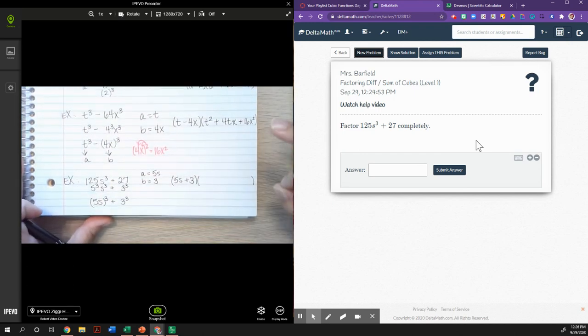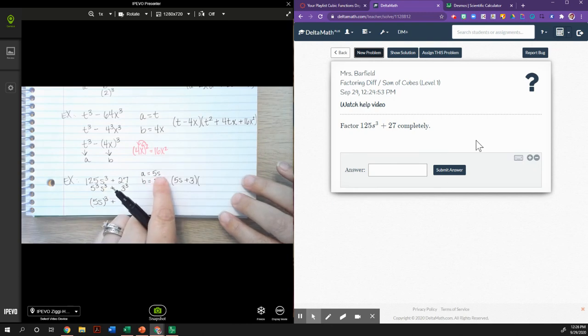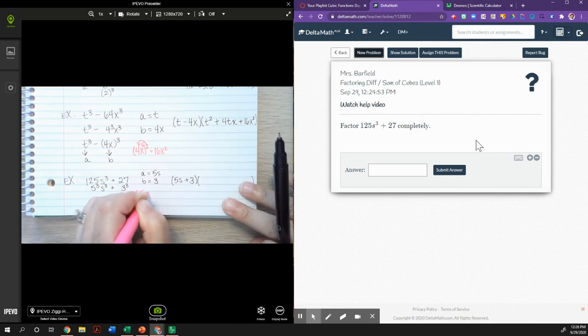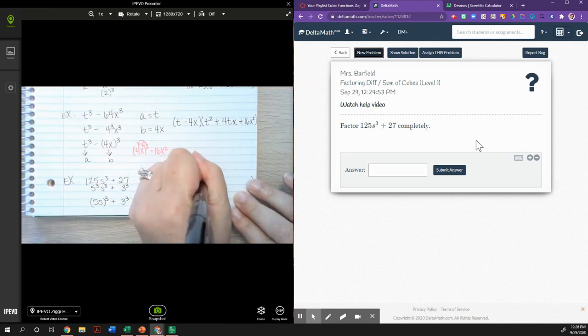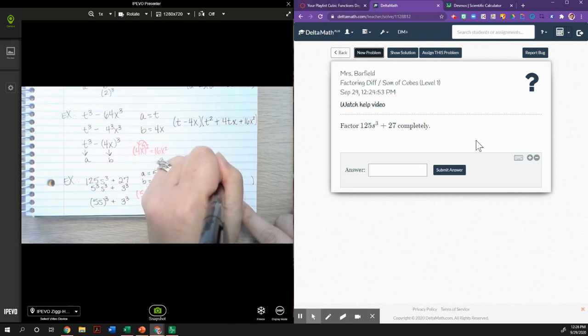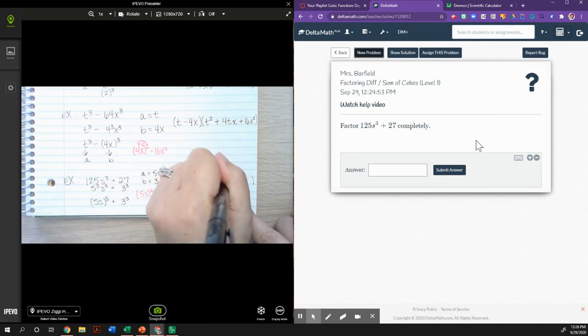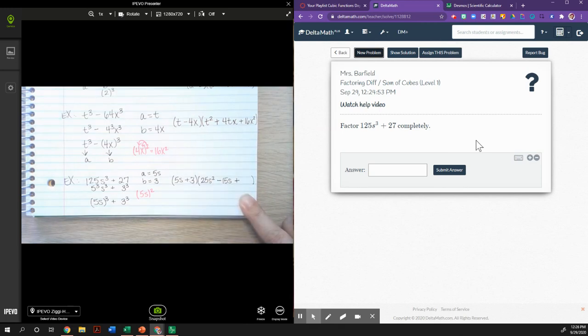Now I take A and I square it. So I take 5s and I square it. Remember, that means I have to square the 5 and the s. So 25s squared. Then the formula says minus. Multiply these together. So 5s times 3, 15s. Plus, take your b term and square it. 3 squared, 9. So now I'm going to type that in.